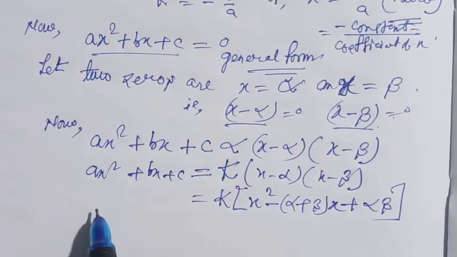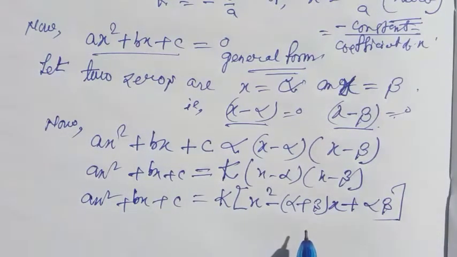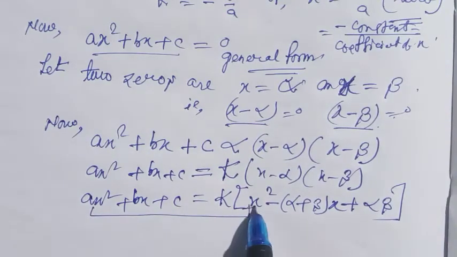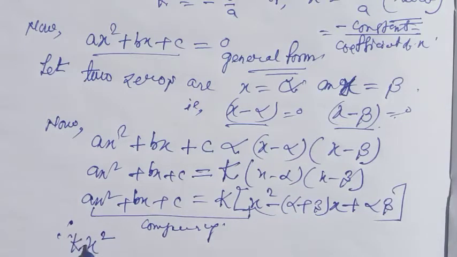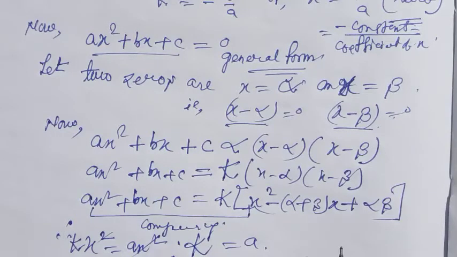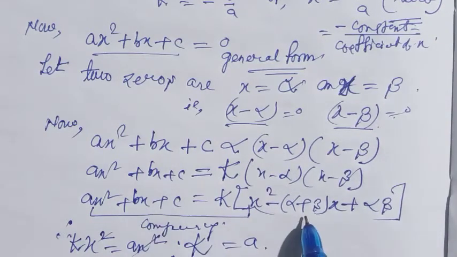You will get this one. ax square plus bx plus c, if you compare, you will get this and this. So, after comparing, kx square equals to ax square, this cancels, means k equals to a. What is the value of k? k value is a. In each case, value of k is a.